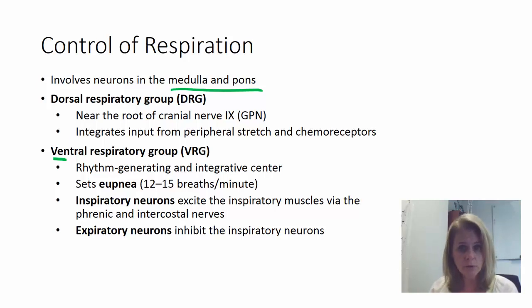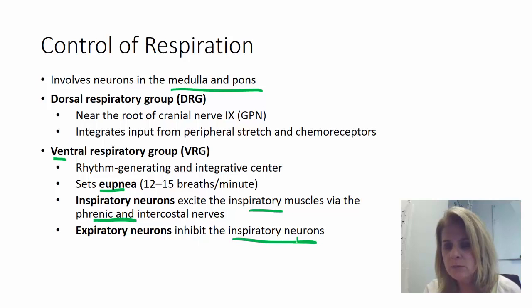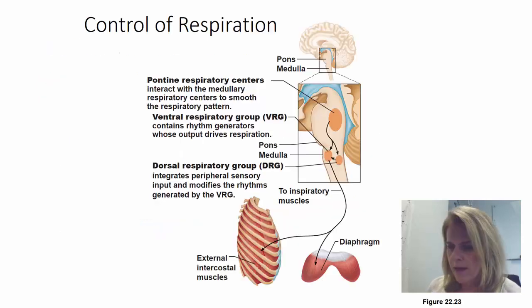And then the ventral respiratory group sets your breathing rate, which is called eupnea, which is about 12 to 15 breaths a minute. So kind of like the SA node of the heart. So it's going to set the rate that you breathe. And it has neurons that go to muscles. So it has inspiratory neurons that will excite the inspiratory muscles, and it does that via the phrenic and intercostal nerves. And there are expiratory neurons that inhibit the inspiratory neurons. They just stop them from being able to fire. Because remember, inspiration is active, expiration is generally passive.